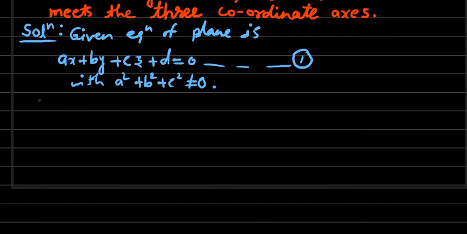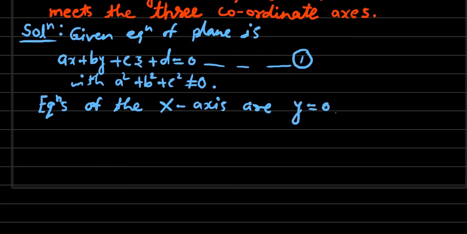Now, for that purpose, we are going to use the equations of the coordinate axes, that is of the x-axis, y-axis and z-axis. First of all, the equations of the x-axis are y equal to 0, z equal to 0. That we have discussed in the preliminary part. As on the x-axis, the y and z coordinates of every point are 0, therefore the equations of the x-axis are y equal to 0, z equal to 0.